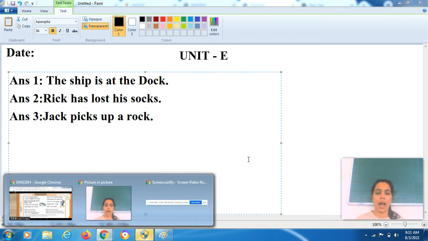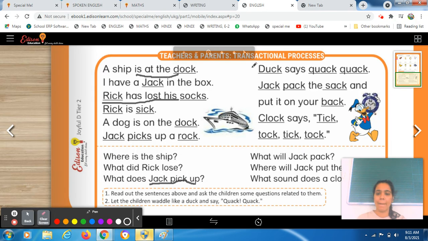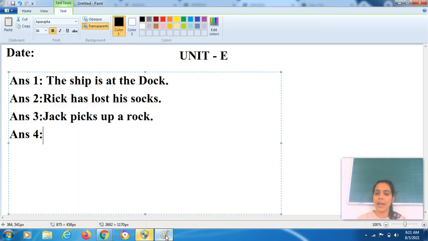Now we will give answer number 4, and then we will read the question. What will Jack pack? See, we will read about Jack over here. Jack packs the sack. See, it's so easy. So what did Jack pack?